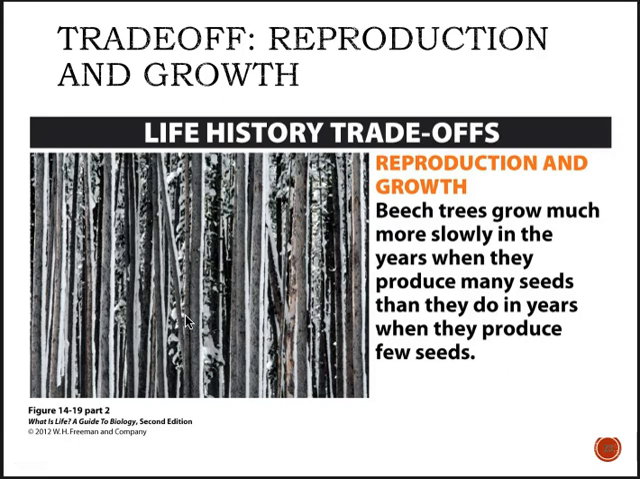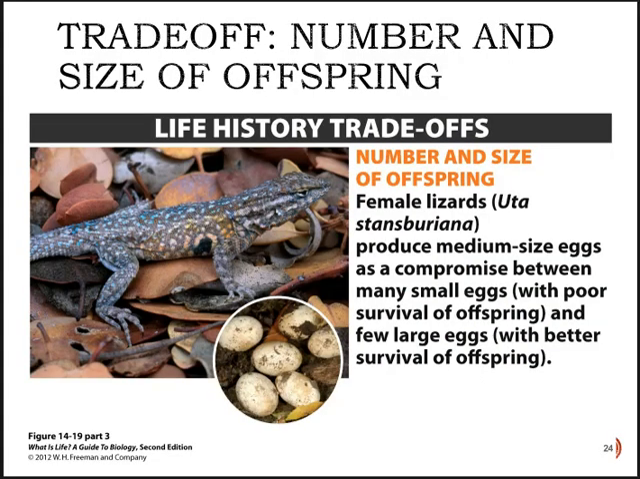Trees only have so much energy that they have. It seems like they can get all this energy from the sun, true, but they've got a limited number of leaves. And so they cannot reproduce and grow maximally. They've got to put the energy into one or the other. It's a trade-off. It's an evolutionary trade-off in the life history categories. The third one that we're going to talk about is a trade-off between the number of offspring and the size of offspring. And you see this trade-off happening a lot in lizards.